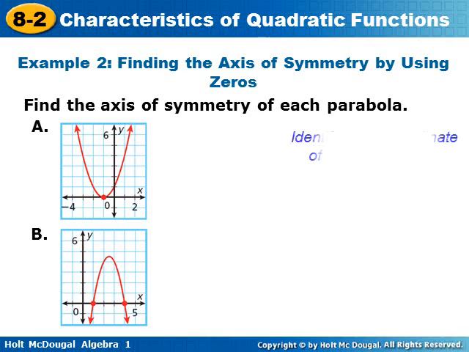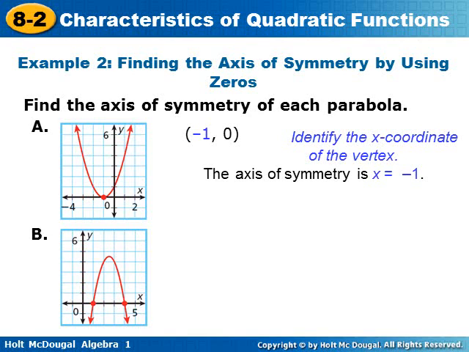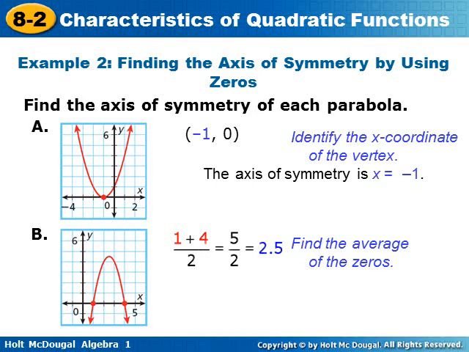Find the axis of symmetry of each parabola. For A, you're going to identify the x-coordinate of the vertex, which is (-1, 0), and write out the equation for the axis of symmetry, x equals -1. For B, you have to find the average of the two zeros since it touches the x-axis twice. They are 1 and 4, so we add them together and divide by 2 and get 2.5. Then we write the axis of symmetry as x equals 2.5.